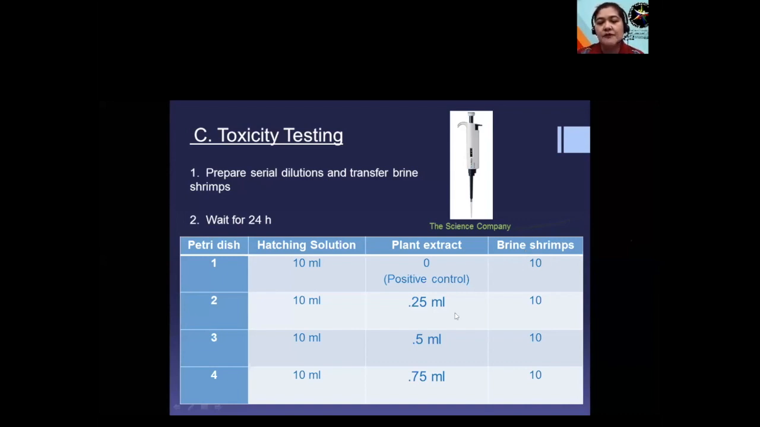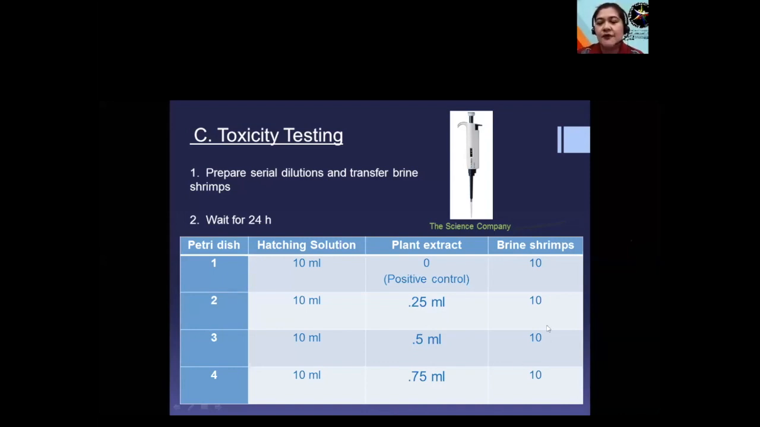Okay? Pero for the others, eto na ang serial dilution. 0.25 ml ang ilalagay mo kunwari sa isa, doblehin mo yan. So, naging 0.5 ml. Yung next naman is 0.75. Let's say yung next is 1 ml. And then yung next, let's say, is 1.25. And then yung next, let's say, is 1.5. Okay? That is your serial dilutions.